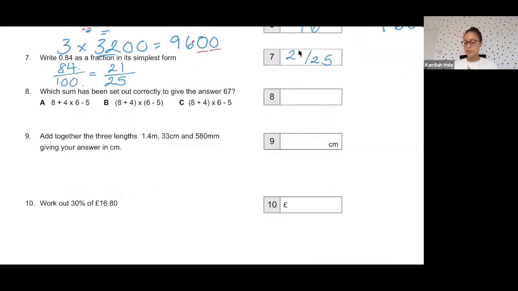Okay, number 8. Which sum has been set out correctly to give the answer 67? Best way to do it is just work out each one. But before we start that, you're going to need to use BODMAS or BIDMAS, some of you might call it. I think I'll use a new page for this. So BODMAS. Can someone tell me what the first letter stands for? Sorry, did I say 64 before? I mean 67. Yeah, so B is brackets.